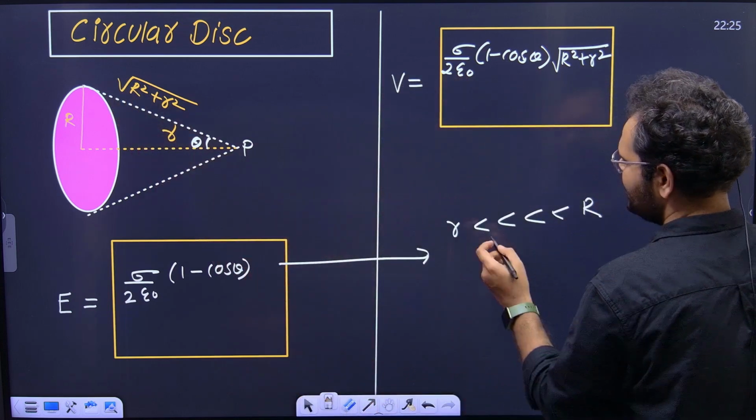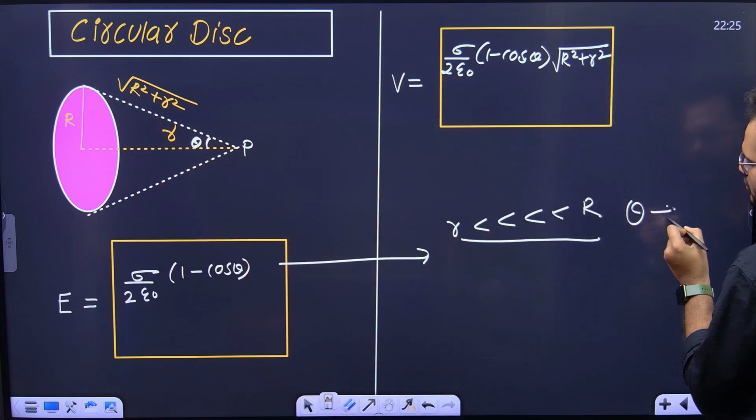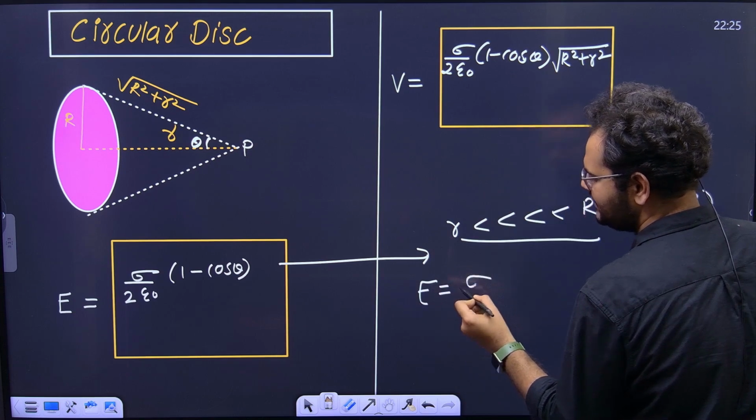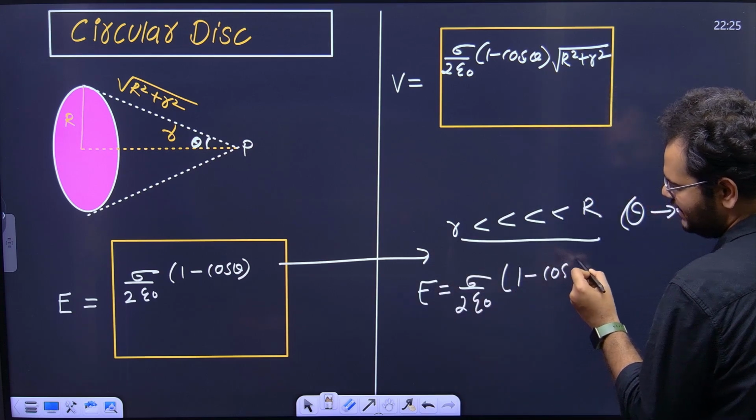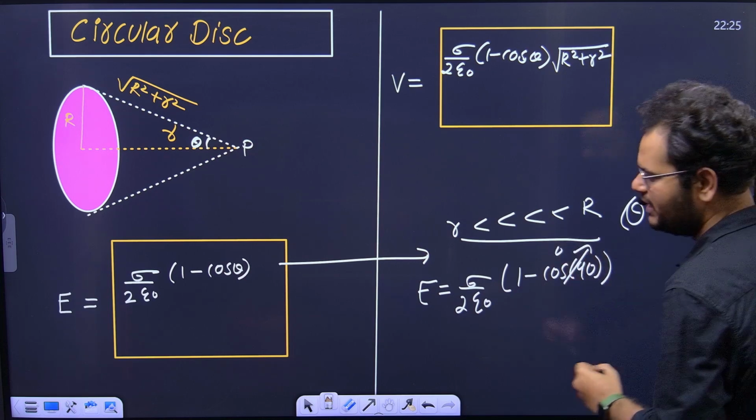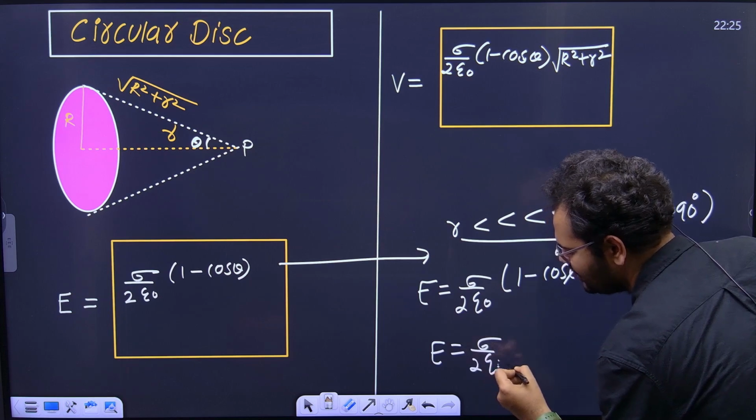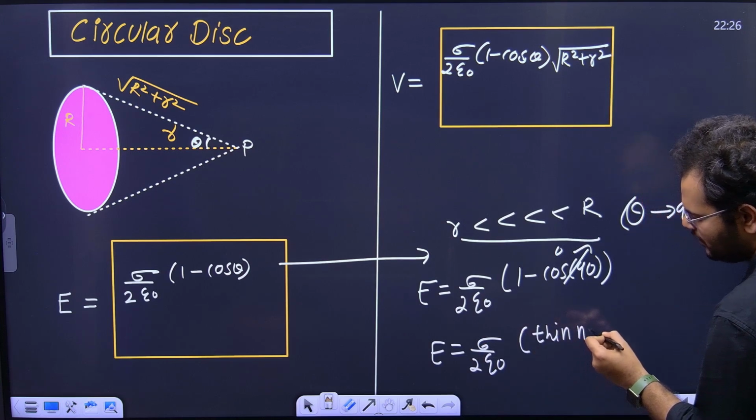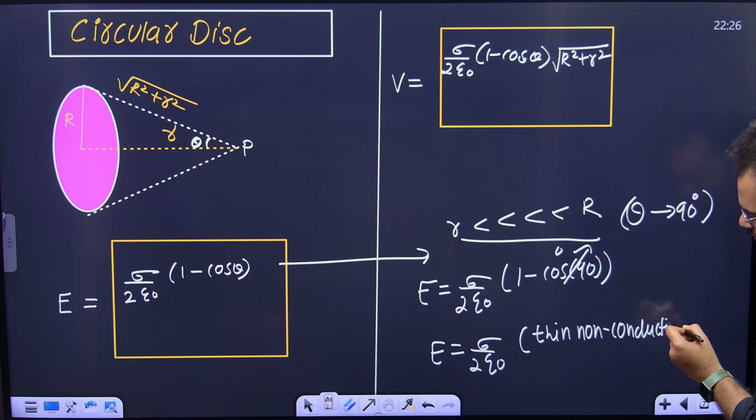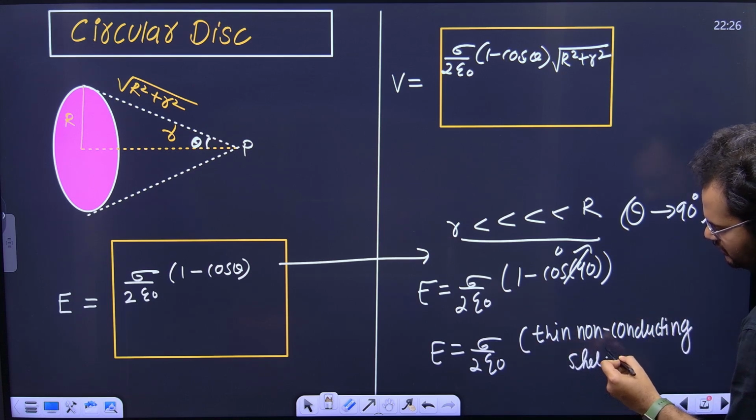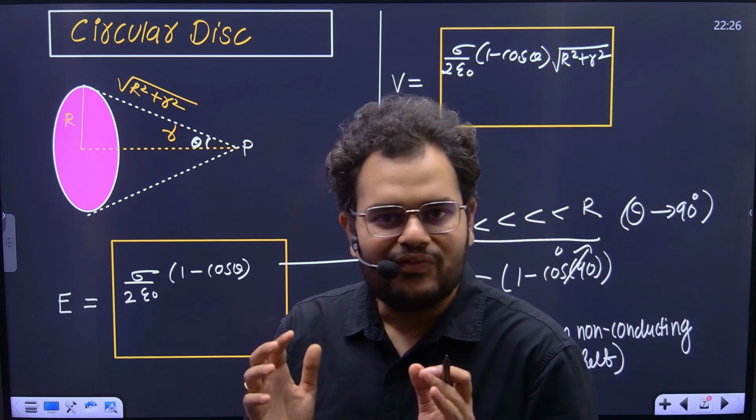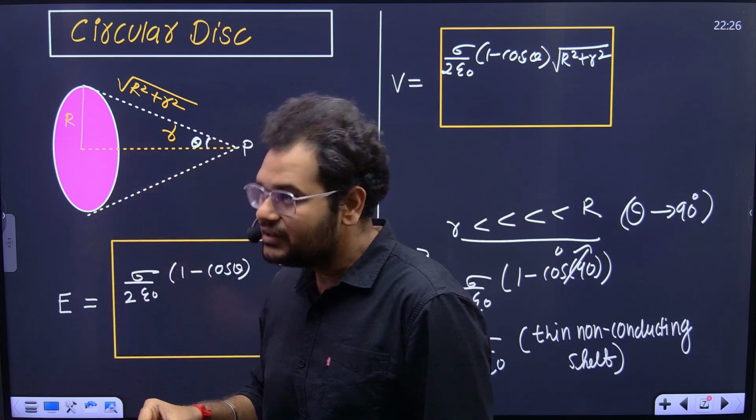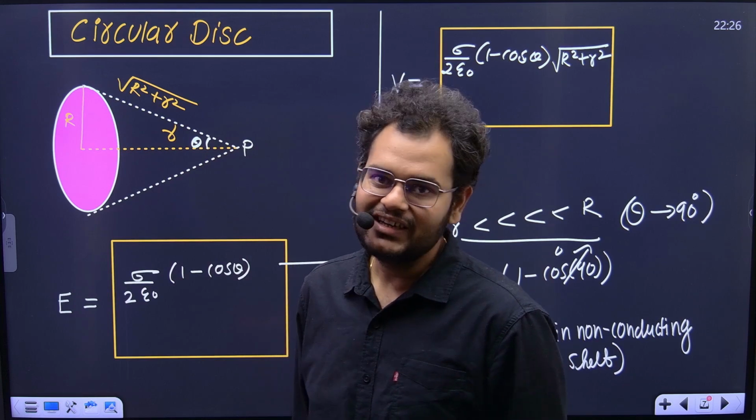Absolutely sir. So when you go very near to the disk, theta tends to 90 degrees. And when theta tends to 90 degrees, the electric field will be sigma upon 2 epsilon naught, 1 minus cos 90. The value of cos 90 is 0, right? So E is equal to sigma upon 2 epsilon naught. That means you have to remember that the disk behaves like a thin non-conducting sheet. When? When we are very near to the disk. Because for a point very near, the disk will seem like an infinite sheet. So the same logic applies.